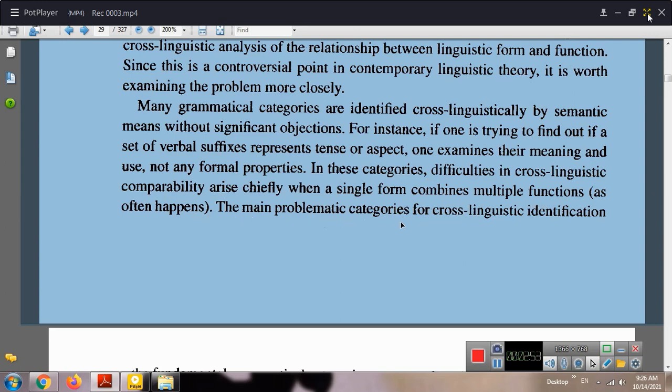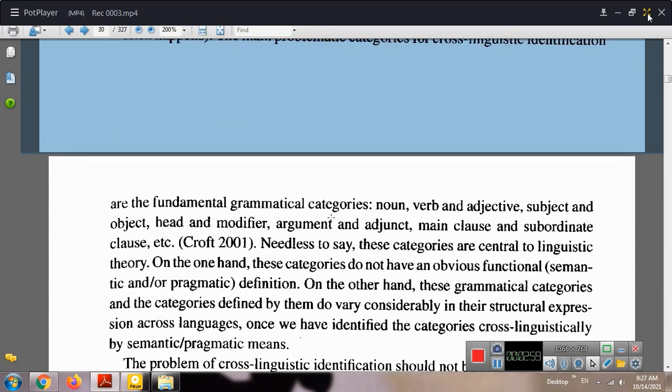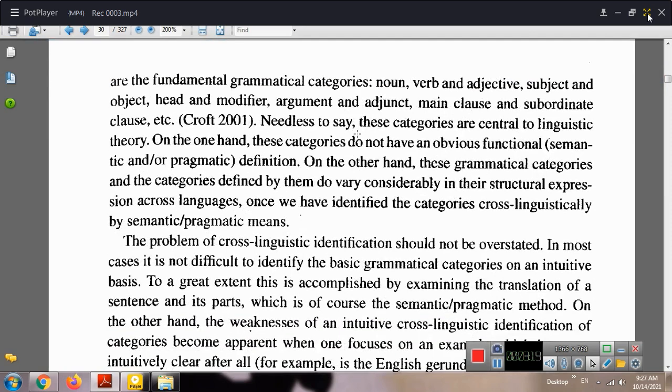The main problematic categories for cross-linguistic identification are the fundamental grammatical categories: noun, verb, adjective, subject, object, head and modifier, argument and adjunct, main clause and subordinate clause, etc. Needless to say, these categories are central to linguistic theory.